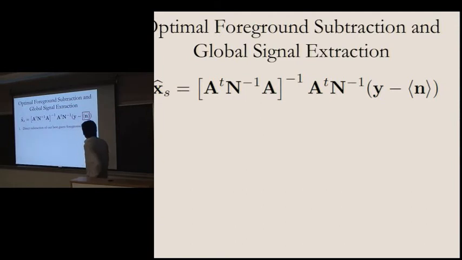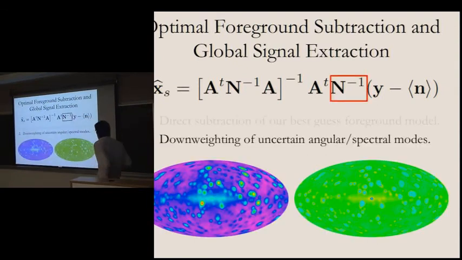So sort of deconstructing this a little. Take your data and first of all do a direct subtraction of the very best guess you have for the foregrounds and noise. That's not going to be perfect, and the rest of this formula basically deals with the fact that we don't know our foreground model perfectly. And so what you want to do next is to downweight certain modes that are particularly uncertain. Okay? And that's this inverse.